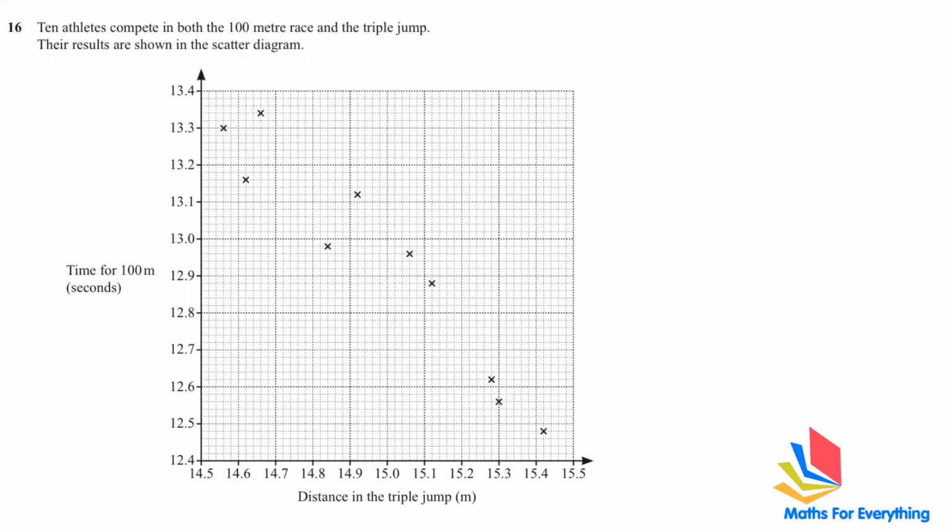15.12 is here and we have to find the answer for the time for 100 meters. So we just go up and here. This is going to be 12.88. The reason being each 2 points is 2. So this is 12.82, 12.84. So this is 12.88.